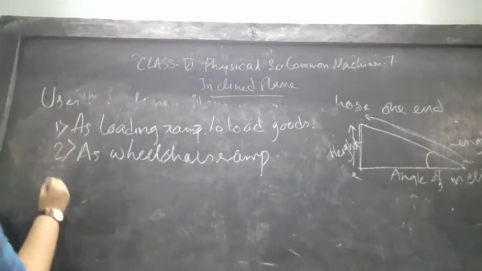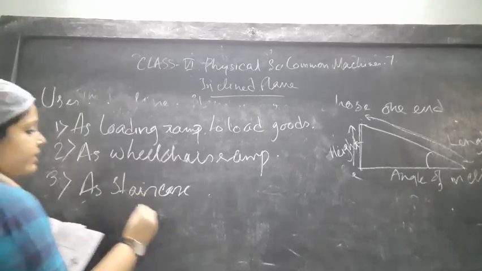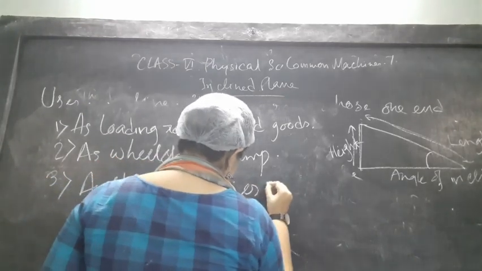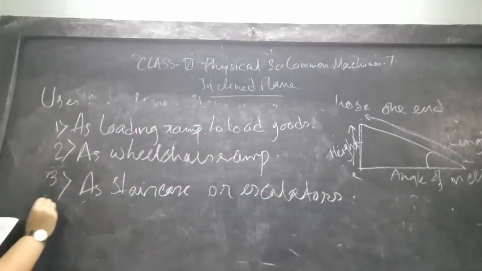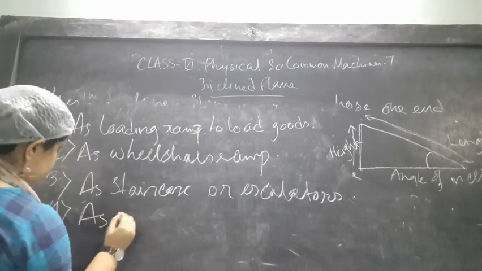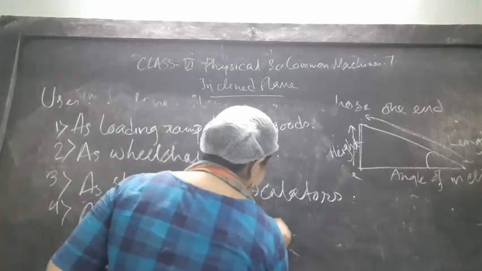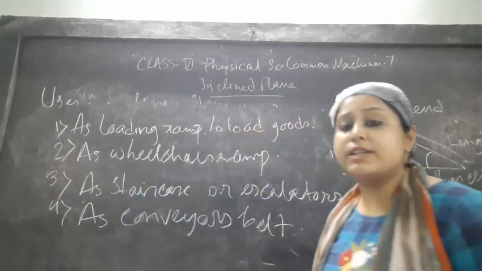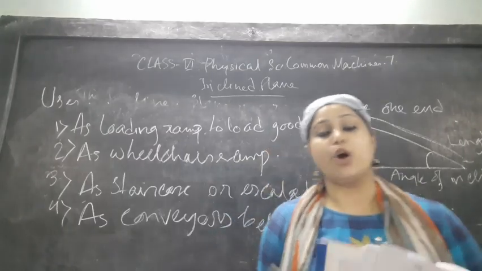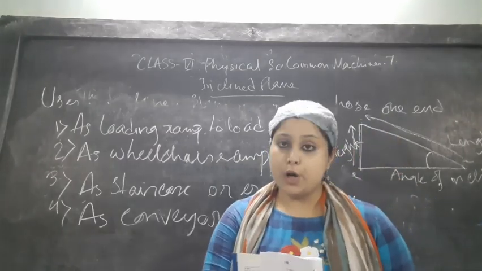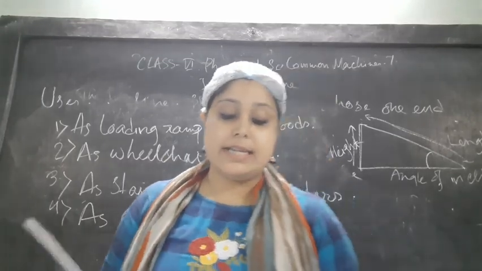The next is as a staircase or escalators, and the fourth one is as a conveyor belt. The conveyor belt is used in many companies, in many food companies and marketing companies, as well as in airports to give you back the luggage. So today I have completed the inclined plane part.